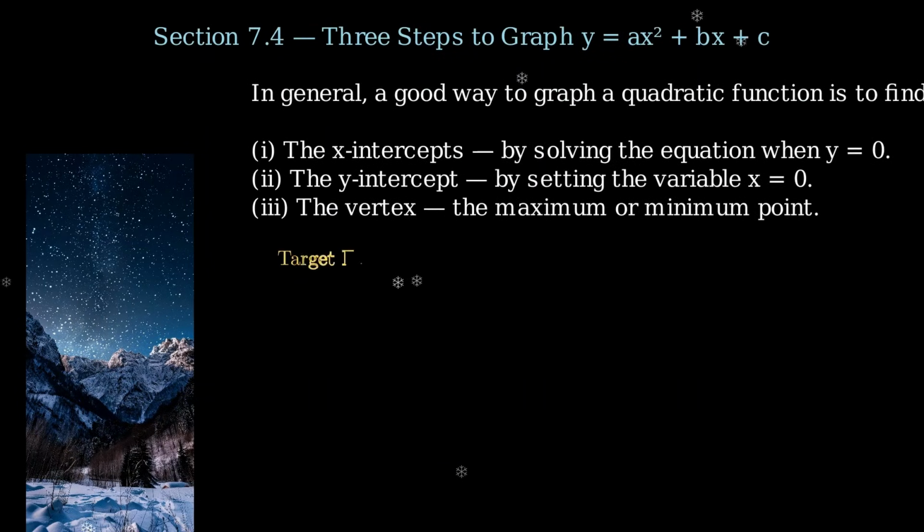Section 7.4. To accurately graph any quadratic function of the form y equals ax squared plus bx plus c, there are three essential features you need to find. First, find the x-intercepts by solving the quadratic equation when y equals 0. Second, find the y-intercept by setting x equal to 0. Third, determine the exact position of the vertex.